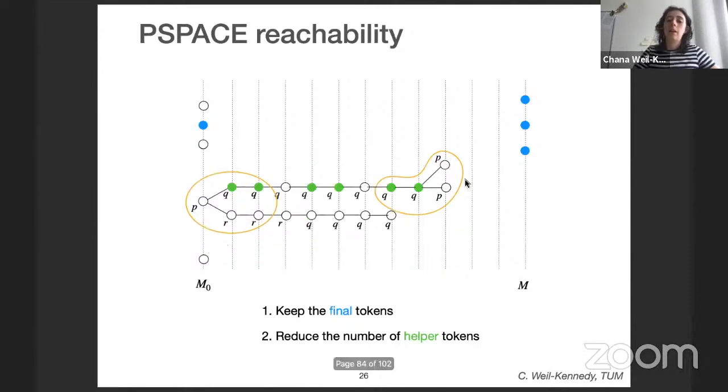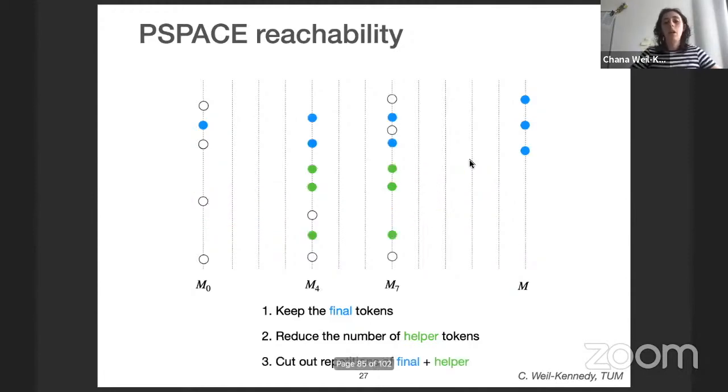And then we copy and paste these 2 together and keep a token in Q the whole time in between. And so now there's only 1 token, which is the helper in Q at this moment in the history, at this moment in the history, and at this moment in the history. This token is just staying there until it leaves. All right, so in this way, we can reduce the number of helper tokens by modifying the firing sequence.